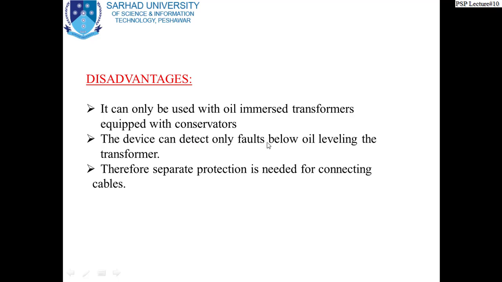The device can detect only faults below the oil level in the transformer, because above, I have shown you the space where there is no oil. So if the fault occurs here, this relay will not work. So for that we have to devise or use other types of protection. Therefore, separate protection is needed for the connecting cable. Separate protection has been provided.